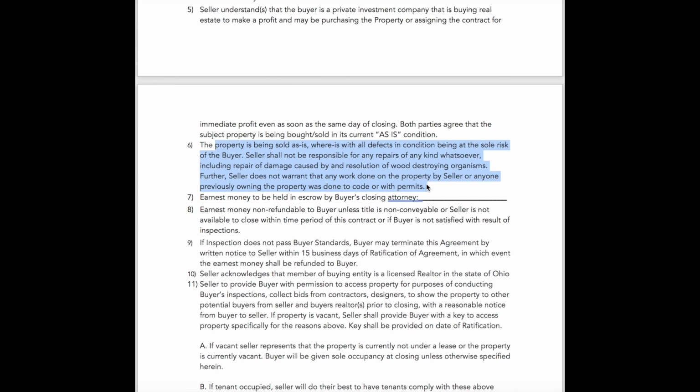So basically, again, this is just reiterating that we're buying the property in its as-is condition. And then earnest money to be held with the title company. So whoever you decide to close with, that's who holds the earnest money deposit. So you just write the title company in right here.